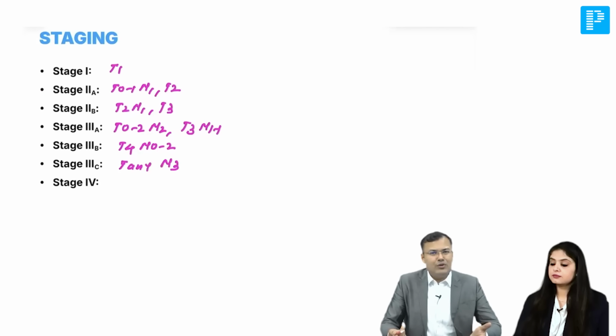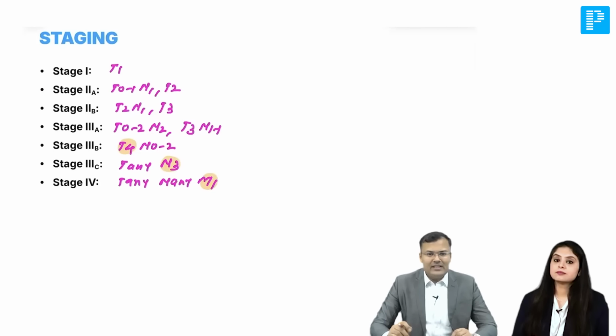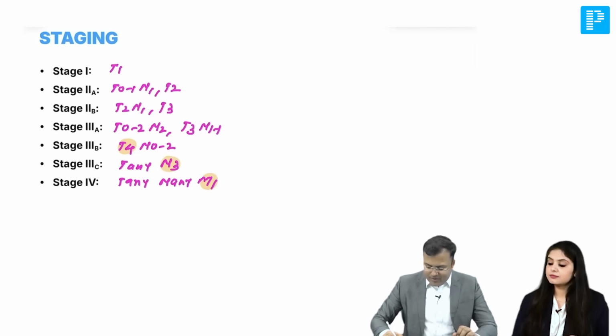Let me tell you the trick. What is the trick, guys? First, remember these highlighted stages. What are the highlighted stages? You can see M1, N3, T4. If it's M1, it's stage 4. If it's N3, it is 3C. If it's T4, it is 3B. What is the easy way to remember the rest? What's the easy thing to remember, guys?